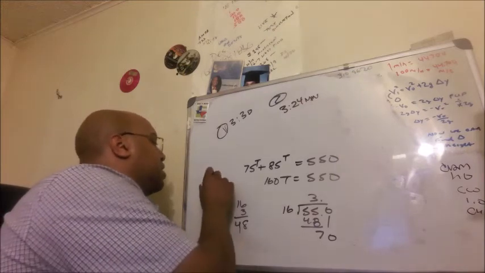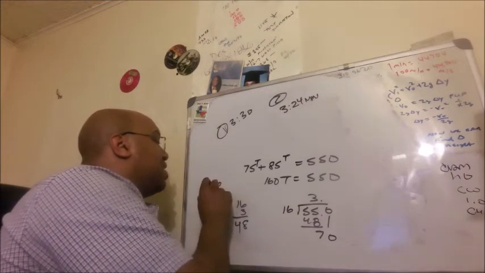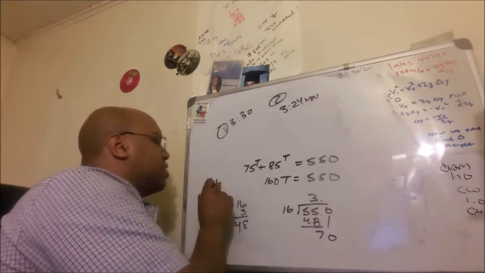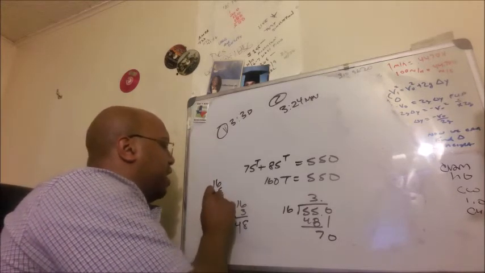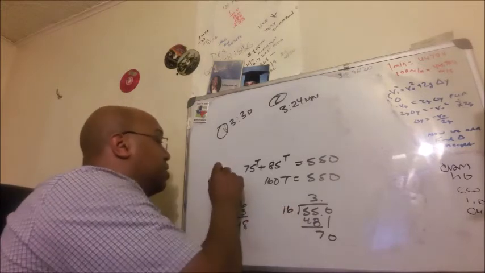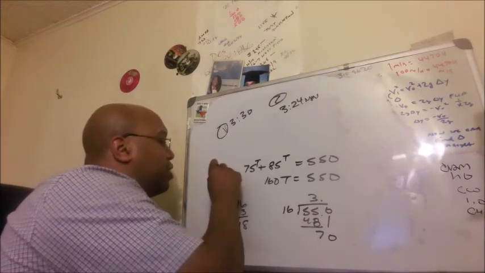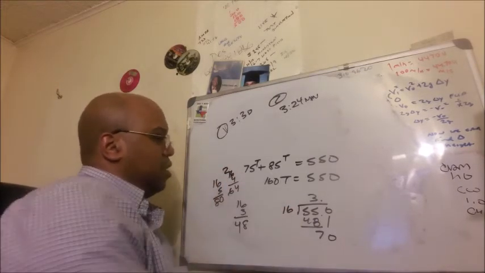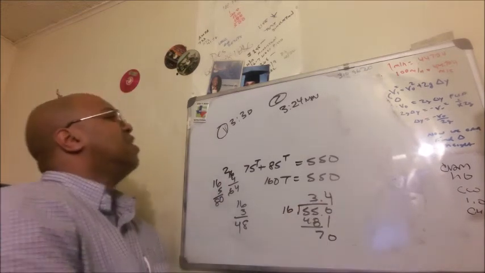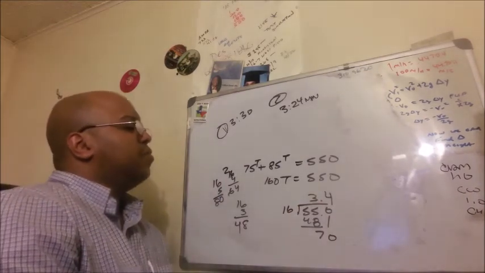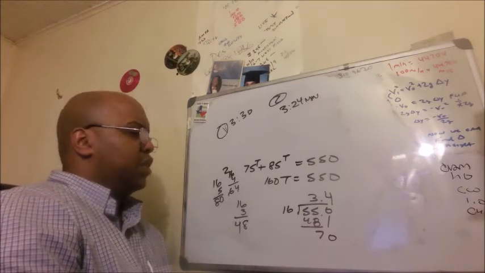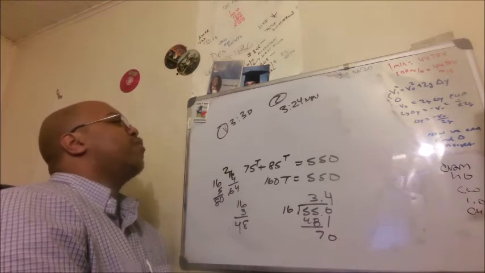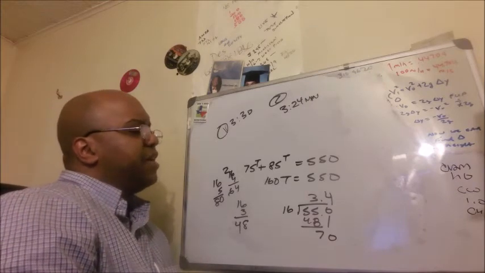16 and 70. 16, 7 is going to be too much. I even think 6 is going to be too much. 36, 90 something. 5, 80. Too much. 16 and 4. 24 to 64. 3.4. All right. So, in this case, what I could do is settle with 3 hours and 24 minutes. Good job, Chase.